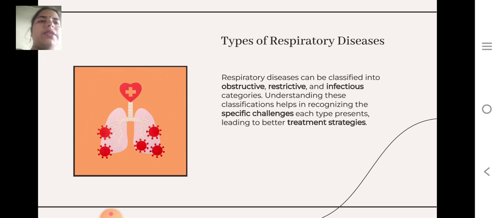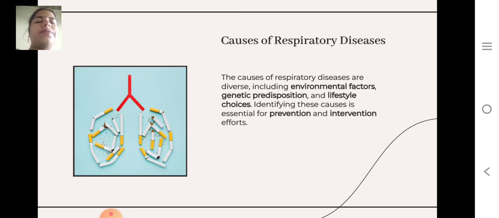Types of respiratory disease. Respiratory disease can be classified into obstructive, restrictive, and infectious categories. Understanding these classifications helps in recognizing the specific challenges each type presents, leading to better treatment strategies.